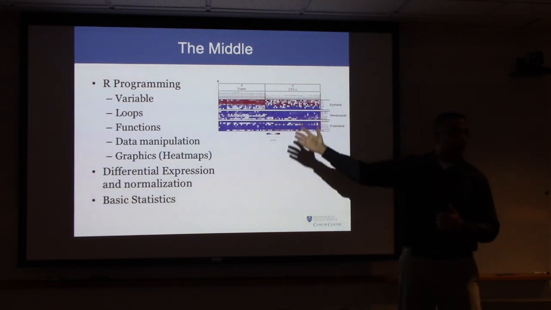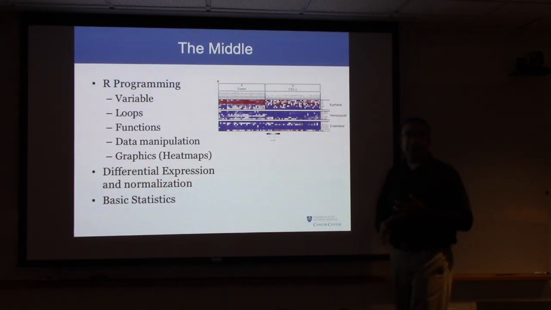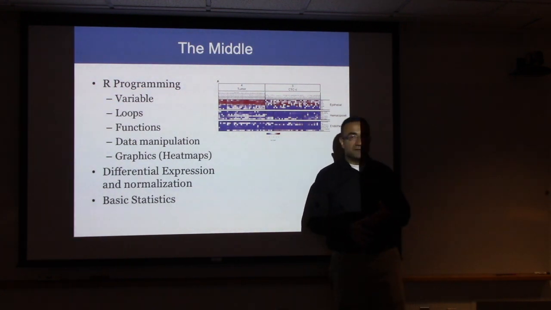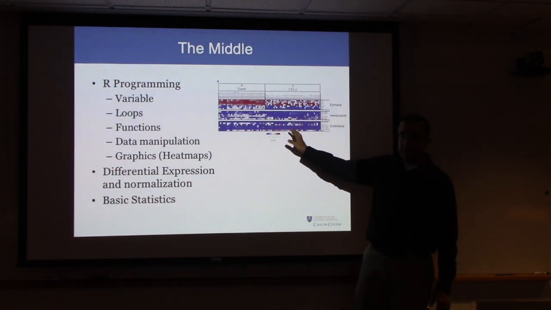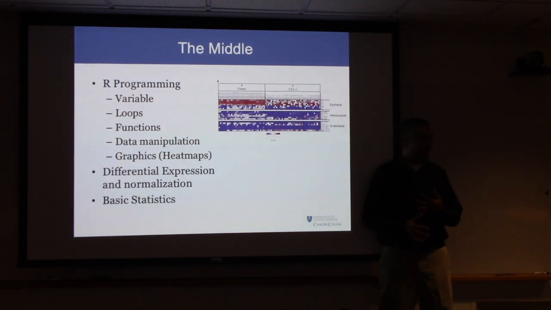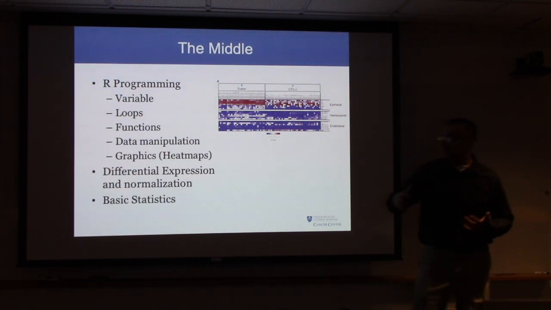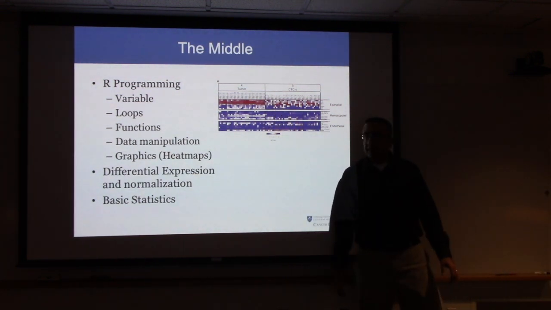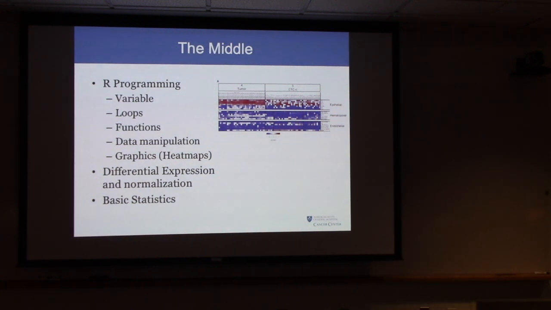So what is R programming? We go over that over 4 or 5 lectures. We talk about variables, loops, functions, data manipulations, graphics. So you will be able to make graphs like this by the end of this class. And then, of course, we talk about differential expression. What is normalization? And how can you go from differentially expressed genes to representing them like this, which is basically publication-worthy figures and heat maps.